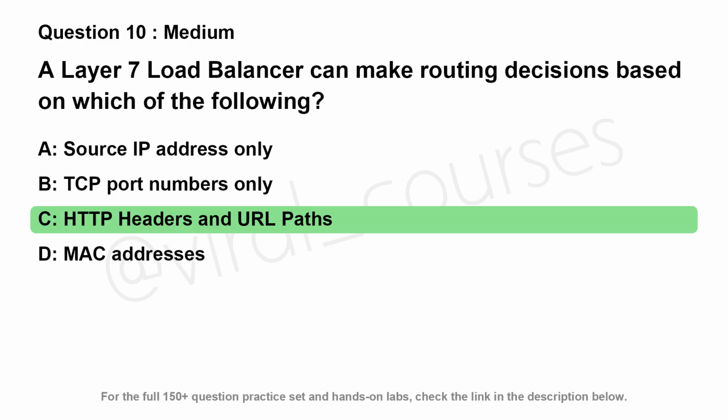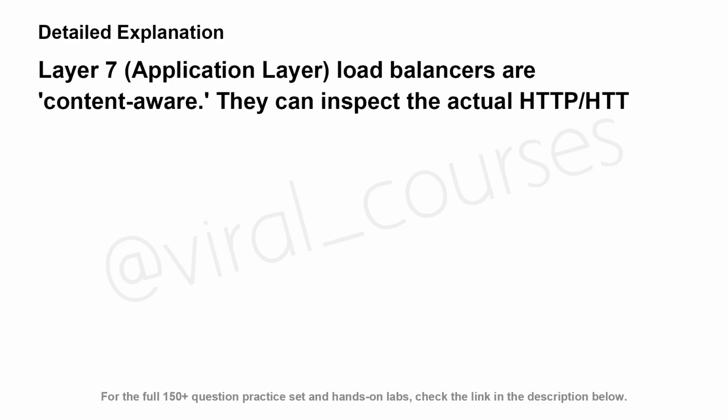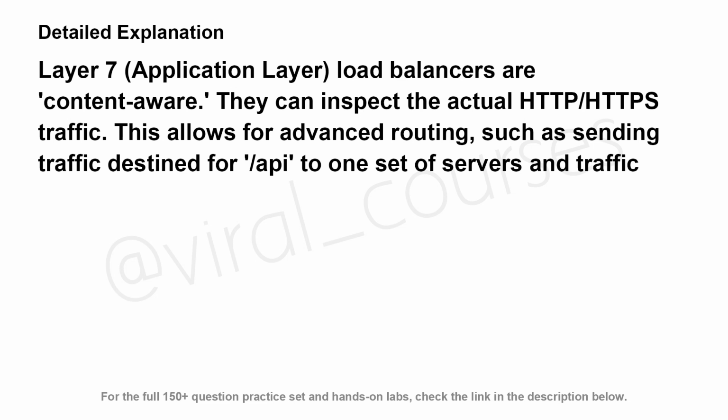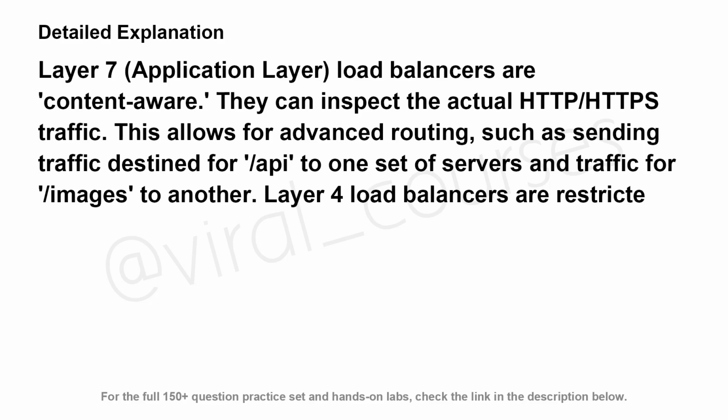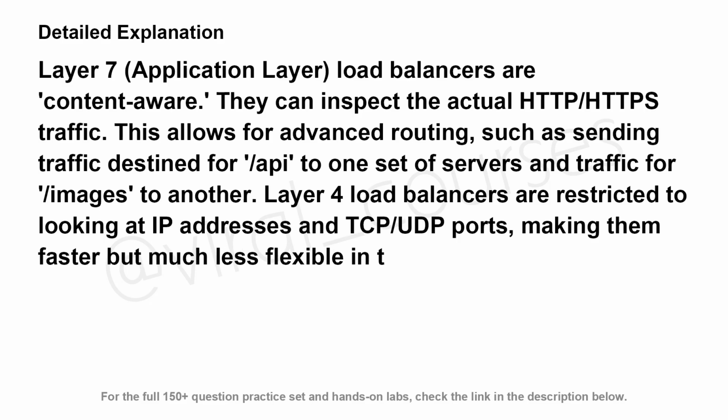The correct answer is C. Layer 7, application layer, load balancers are content-aware. They can inspect the actual HTTP/HTTPS traffic. This allows for advanced routing, such as sending traffic destined for API to one set of servers and traffic for images to another. Layer 4 load balancers are restricted to looking at IP addresses and TCP/UDP ports, making them faster but much less flexible in terms of routing logic.